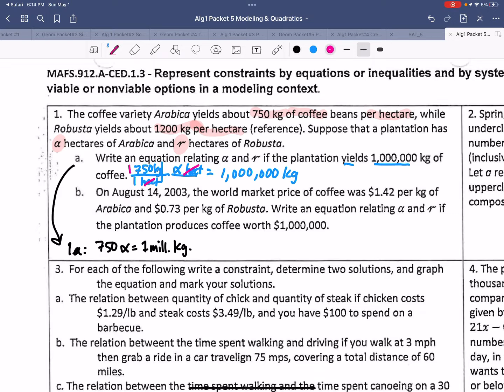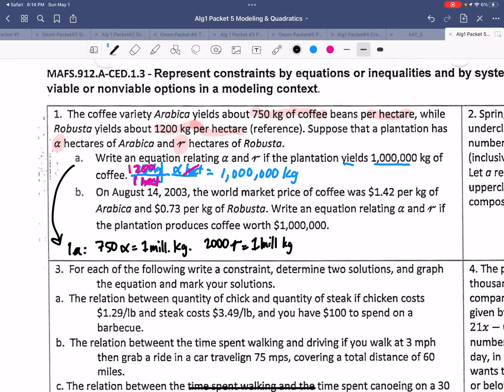Okay, so then, in the same way, if I came in here and instead said it was 1,200 per 1 hectare, then I would know that it would be 1,200 times this Greek letter rho is equal to 1,000,000 kilograms. Okay, so A is done.